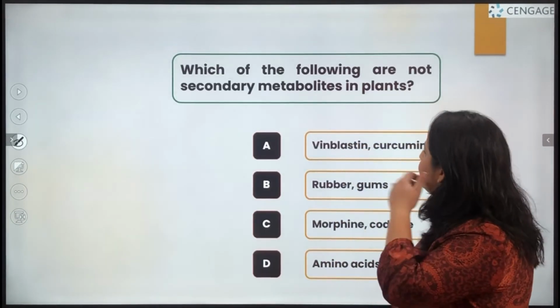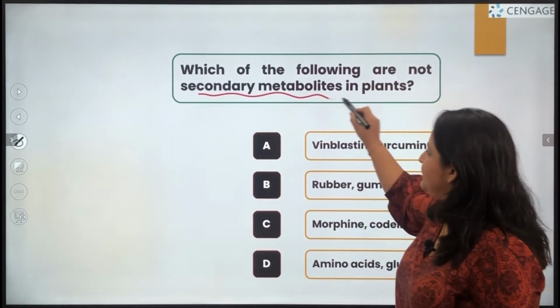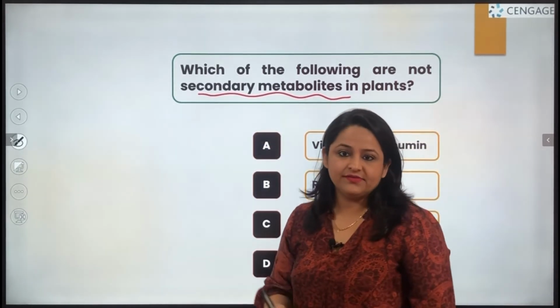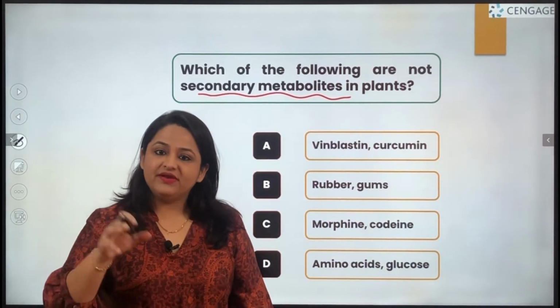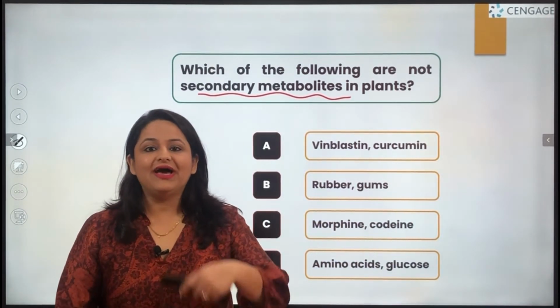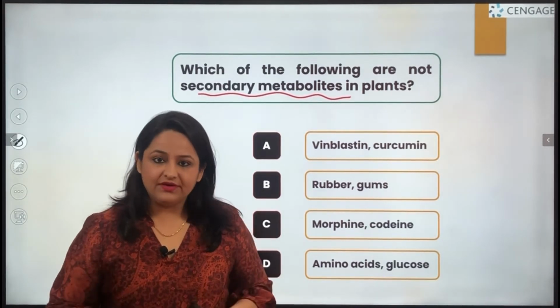This is, which of the following are not secondary metabolites in plants? Now what are secondary metabolites? Secondary metabolites are those substances which are present in the plant, but they are not directly involved in the growth as well as the development of the plant.